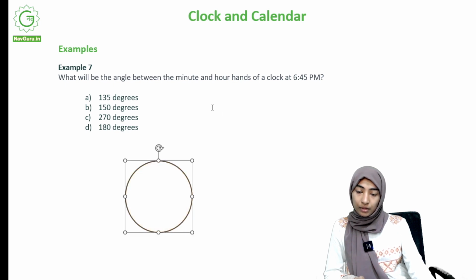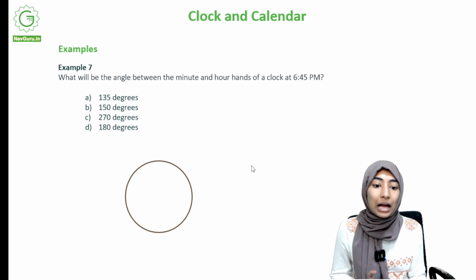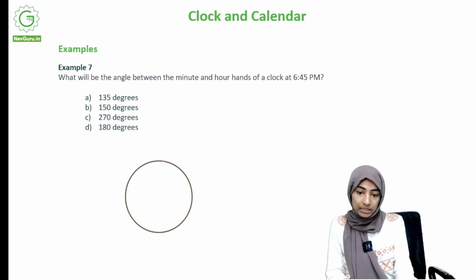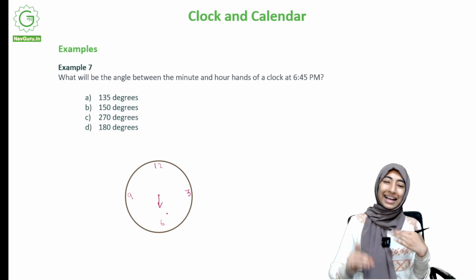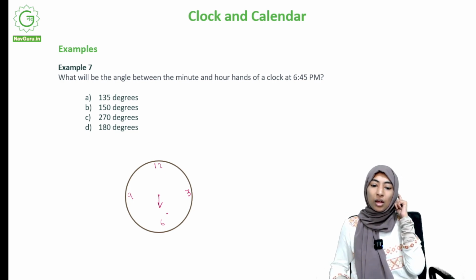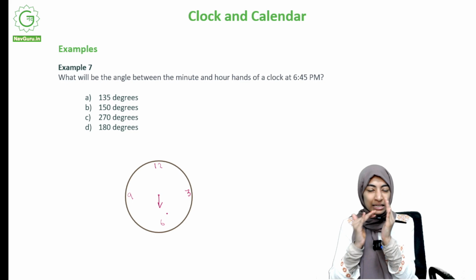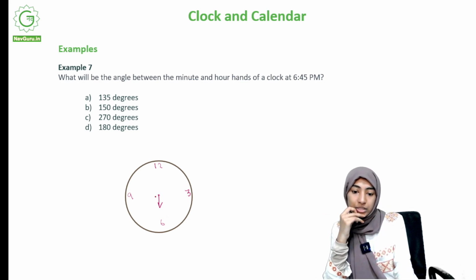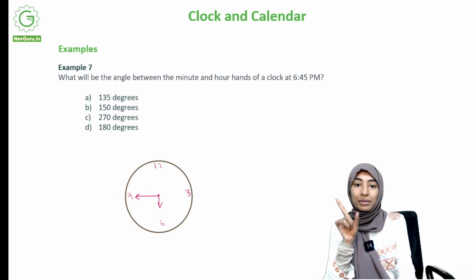Okay, so now what will be the angle between the minute and hour hands of a clock? So let's say here you have 12. This is how a clock is, right? You have 3, you have 6, you have 9. Let this be the center. When you say 6:45, the hour hand will be at 6. I mean, it won't exactly be at 6. The hour hand will be somehow between 6 and 7, but we'll just draw it around 6. The minute hand will be at 9, right?